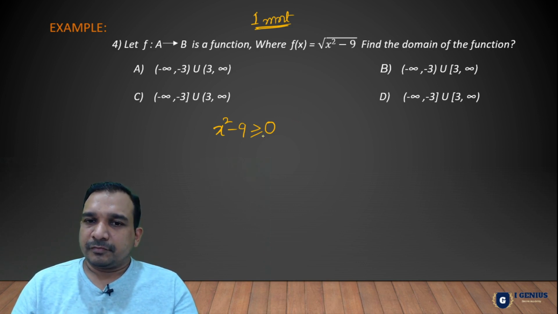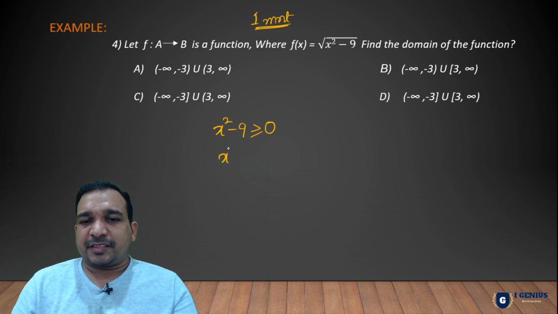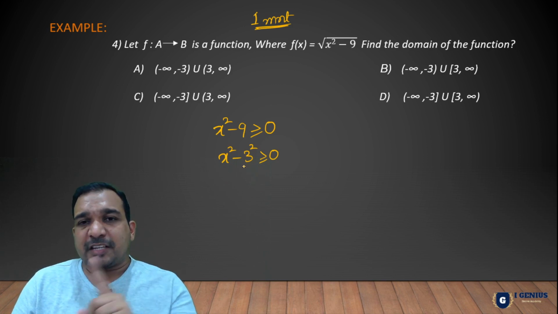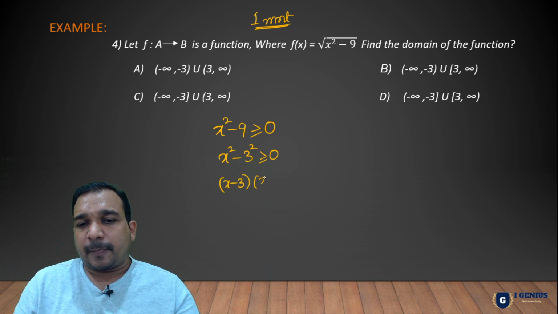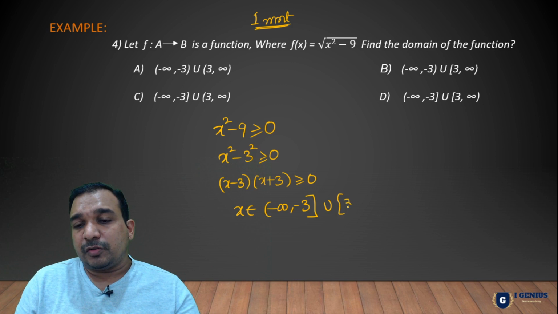Got it? Yes, guys. x square minus 9, that is x square minus 3 square. This is the a square minus b square formula, which is a plus b into a minus b. So x minus 3 into x plus 3 greater than or equal to 0. So x belongs to minus infinity to minus 3 closed bracket union closed 3 to infinity.